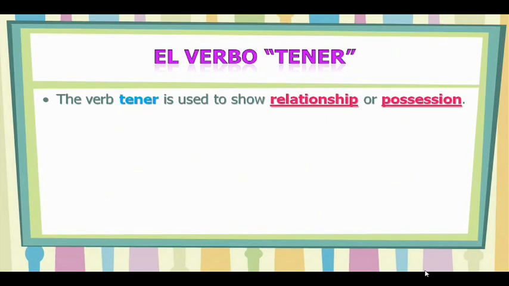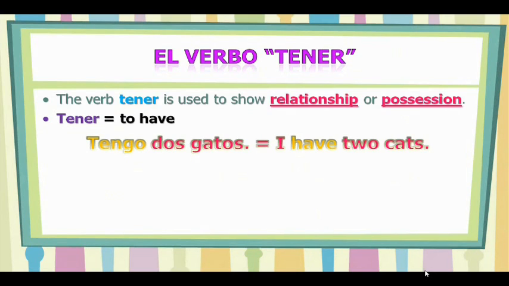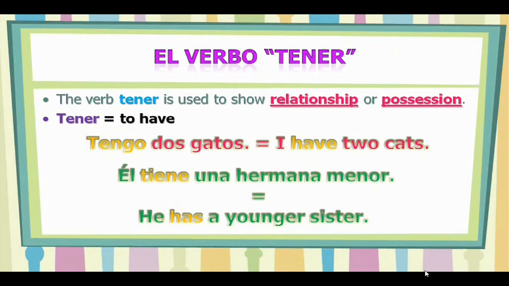The verb tener is used to show a relationship or a possession of something, and it means to have. Some examples of how it's used would be tengo dos gatos, I have two cats, or él tiene una hermana menor, he has a younger sister. Having two cats shows a possession of something, and having a younger sister shows a relationship. So a lot of times tener is going to be used just like the to have verb in English. Other times it's going to be a little bit unique.